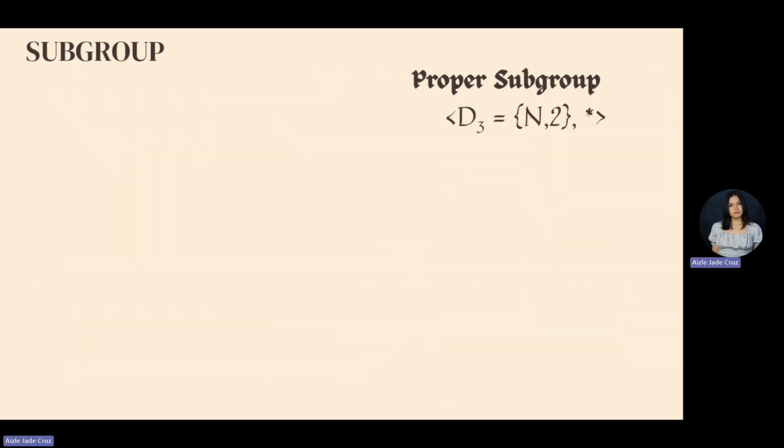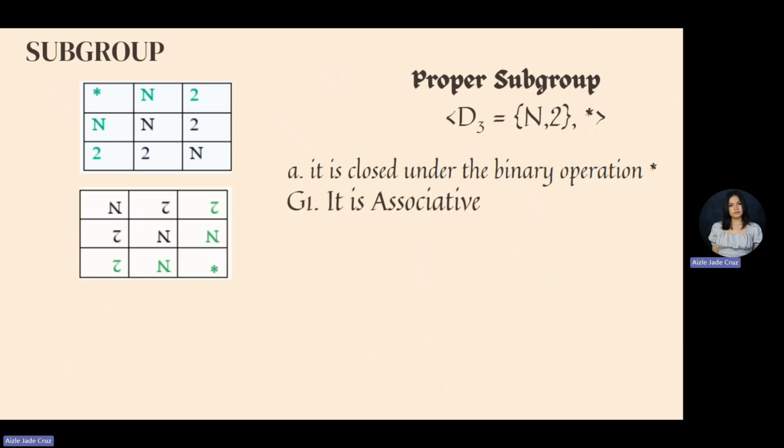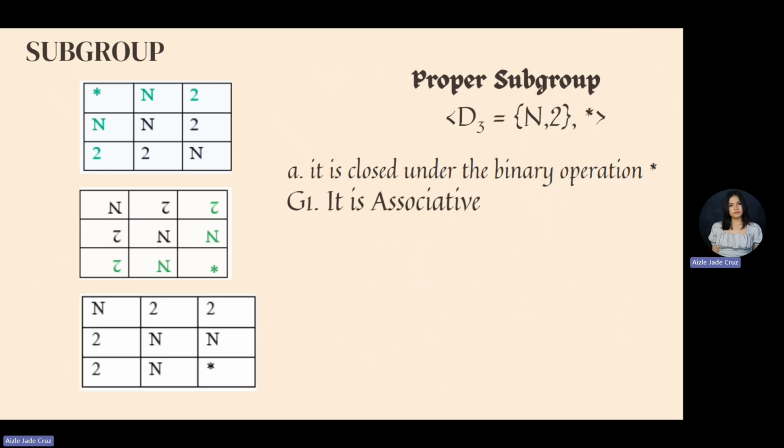Next one, D sub 3 consisting of the elements n and 2 under the binary operation star. It is closed under the binary operation star. G sub 1, it is associative because if we rotate the table by 180 degrees, we can get the same structure as the original table. Therefore, it is associative. G sub 2, there's an identity element which is n.